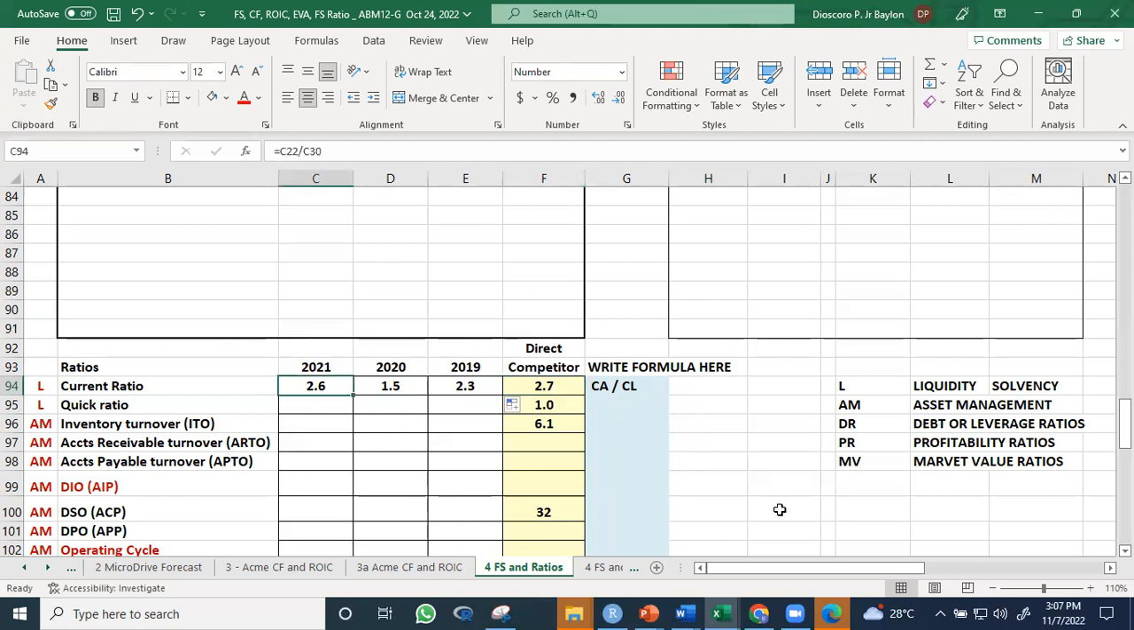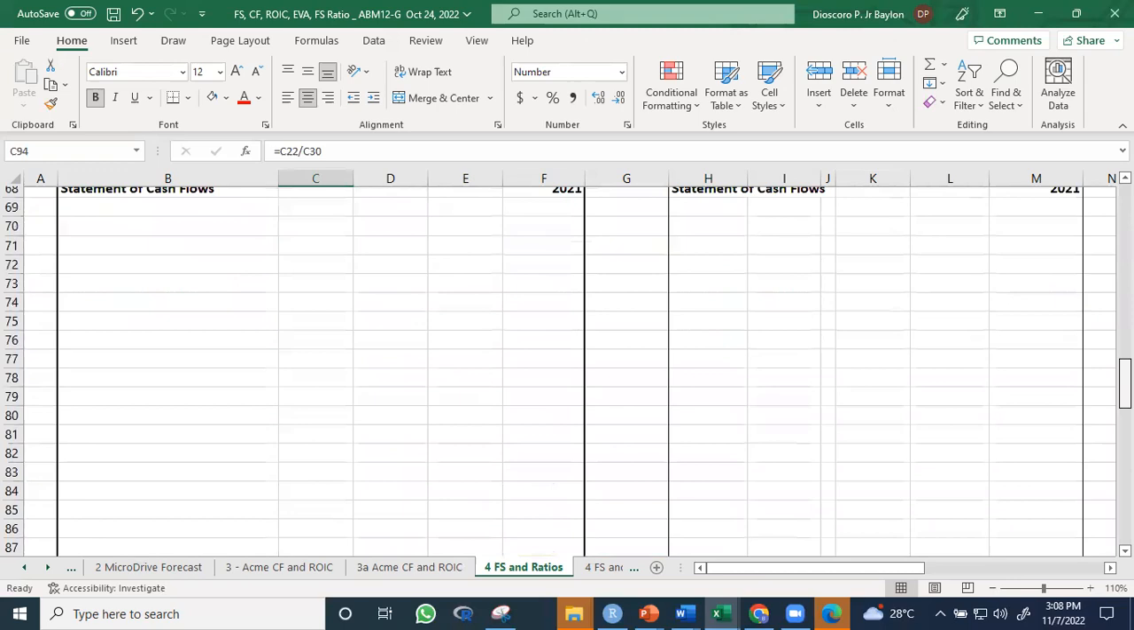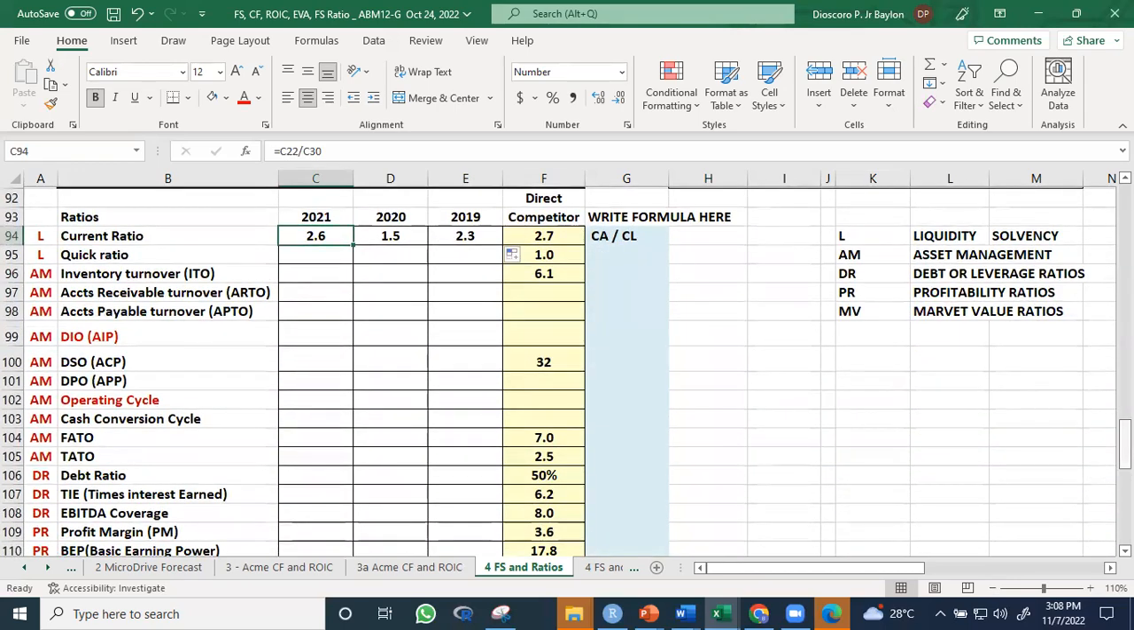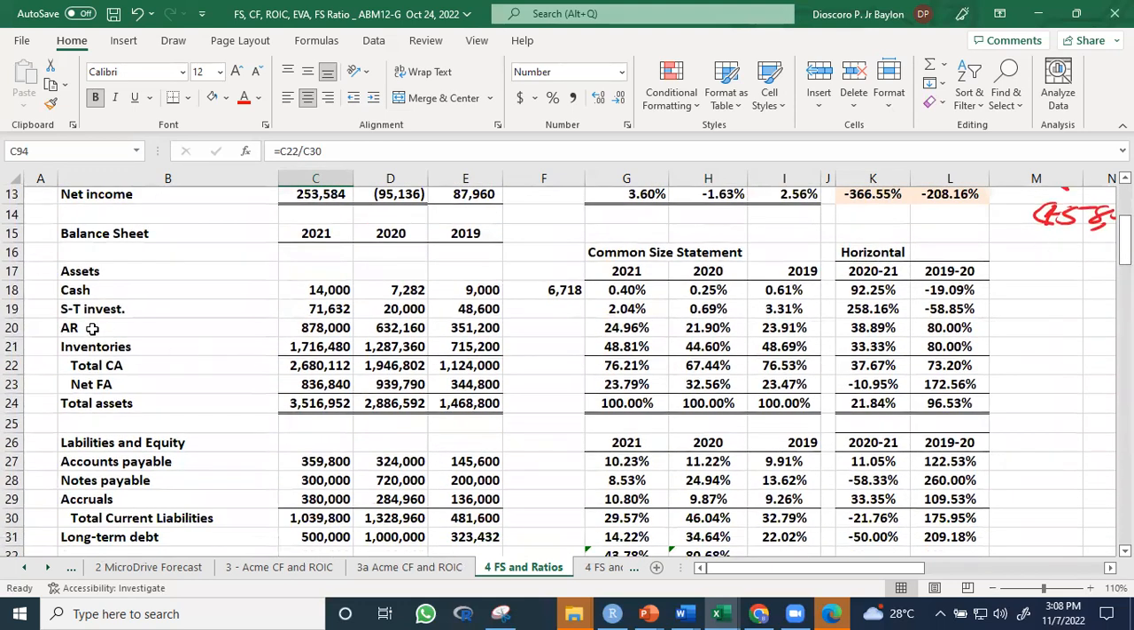Just based on that, 2.7 vis-a-vis 2.6. However, a good analyst will not stop there. It will not just base it on these figures, 2.7 versus 2.6, because what it will do is look at the nature of the accounts involved here. For example, current assets over current liabilities. It will take a look at current assets, and as I mentioned a while ago, inventories account for 48% of your total assets. 1.7 million. The current liability is 1.039 million.